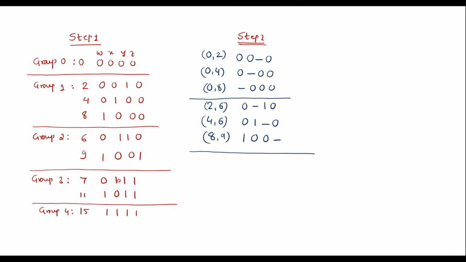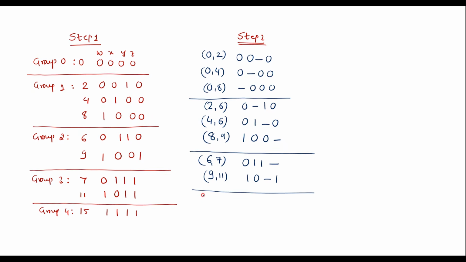Let me compare 6 and 7. So 6 and 7 differ by 1 bit. 6 and 7, that is 0 1 1 dash. Let me compare 6 and 11. It differs by more than 1 bit. Now compare 9 and 7. It differs by more than 1 bit. Compare 9 and 11. It differs by 1 bit, that is 1 0 dash 1. 9 and 11, that is 1 0 dash 1. This is done. Now compare group 3 with group 4.